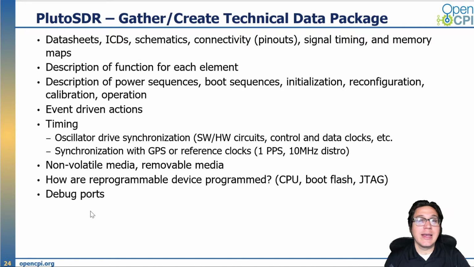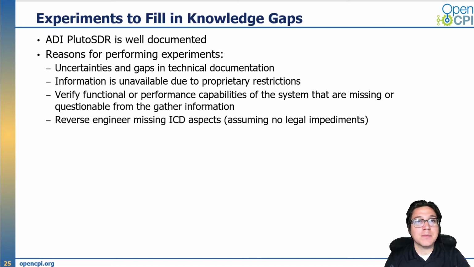Gathering information. Analog Devices does a really good job of providing all their data sheets, reference designs, schematics, and clocking information. Their reference designs include all that information, as well as how to debug it if you need JTAG access or UART serial access. And then any knowledge gaps. Again, for the Pluto, it was well documented, but sometimes the information is not available, so you might have to reverse engineer some things to get things working.